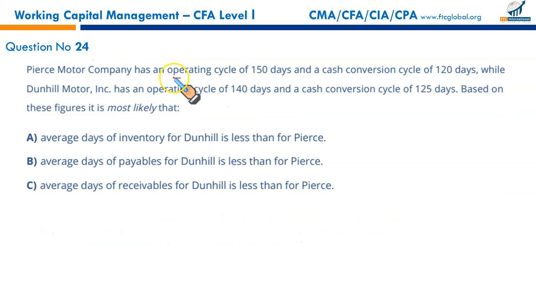Pierce Motor Company has an operating cycle of 150 days. Operating cycle means your accounts receivable period and your inventory period. It takes about 150 days for your inventory to sell and for your customers to pay you back. This is called your operating cycle. If you deduct your accounts payable period from this, you get the cash conversion cycle. So Pierce Motors has an operating cycle of 150 and a cash conversion cycle of 120. The difference between these two is 30. It means you take 30 days to pay your supplier.